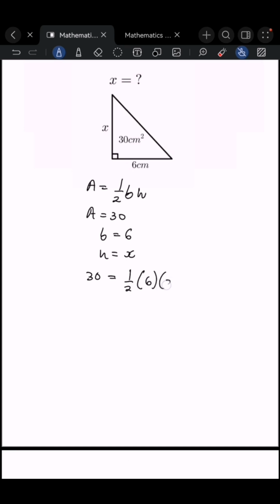Okay, below we have a triangle, which has one side x, the other side 6, and the area of the triangle is 30 centimeters squared. The question is to find the value of x. So we have area is equal to half base times height. In this case, the area is given to be 30, the base is 6, and the height is x. If we plug everything in, we say 30, which is the area, is equal to half, the base is 6, the height is x, therefore 30 is equal to 3x, therefore x is equal to 10.